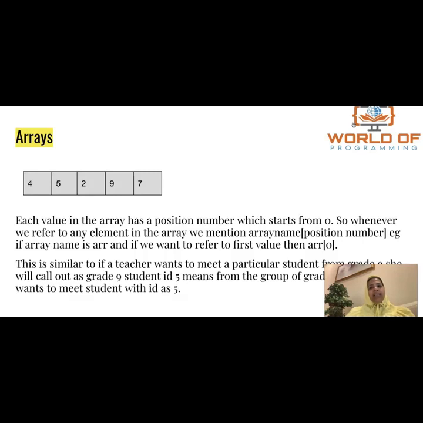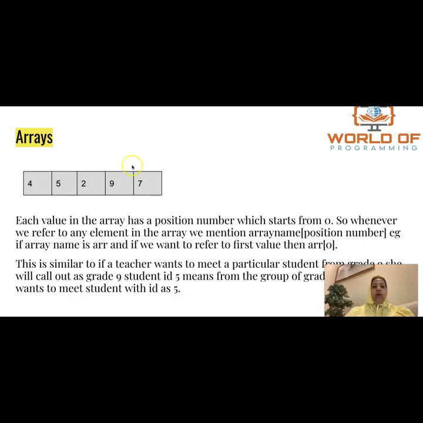But unlike the real world where the positions always begin from 1, here the positions begin from 0. So whenever we want to call out any value from this group, we always use the group name. For example, if this array is called ARR, we will use the group name ARR, and in the square brackets, we will mention the position number.